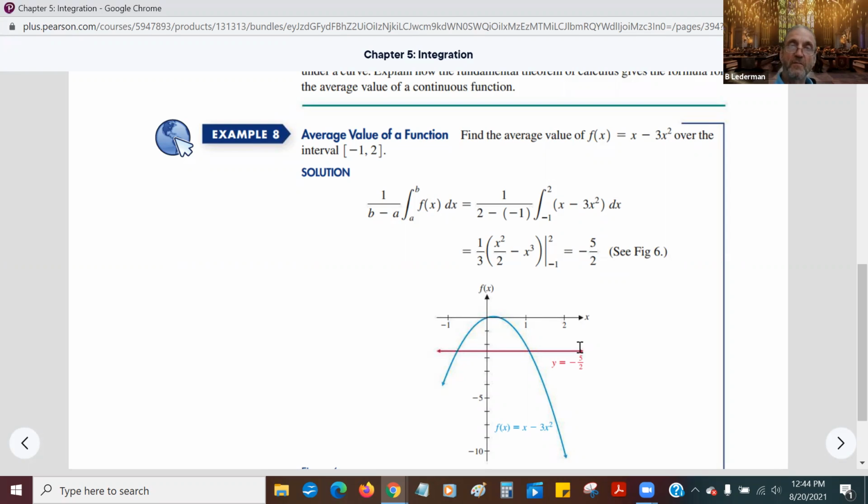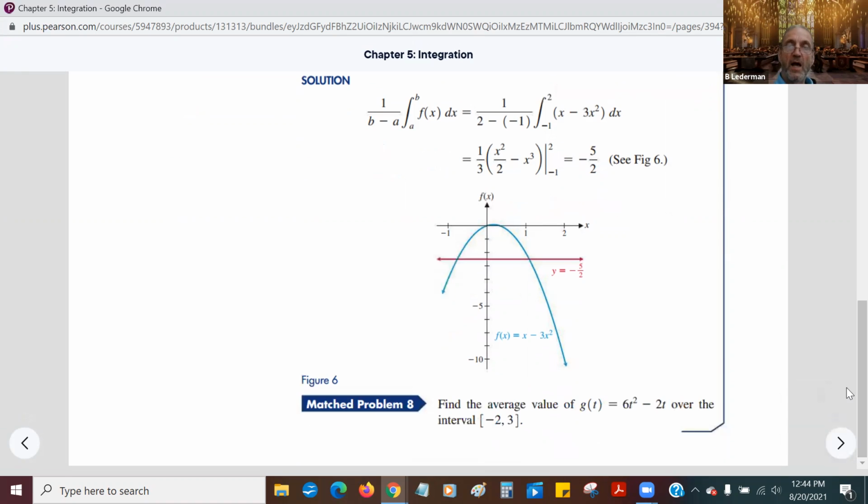So here's the x-axis. Here's y equals negative 5/3. So negative 5/3 is the average value that the function takes on. And that is amazing.